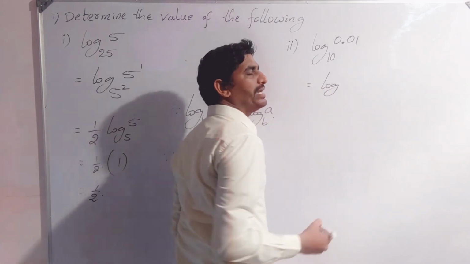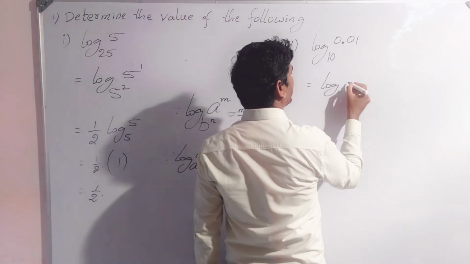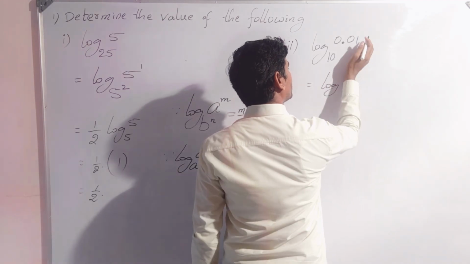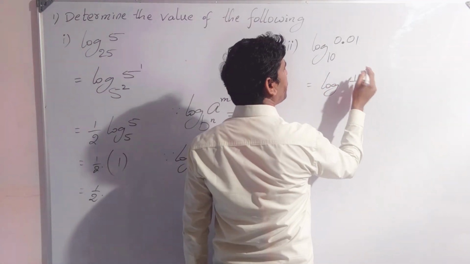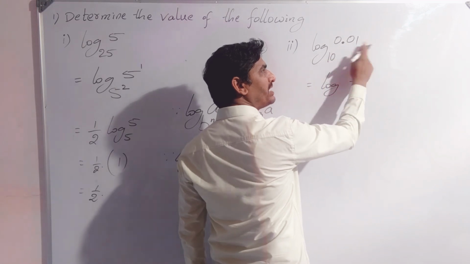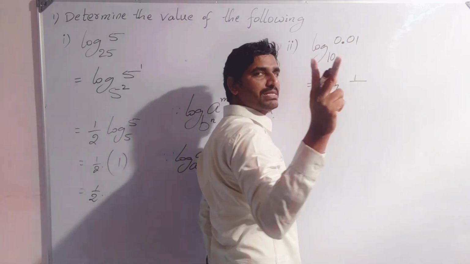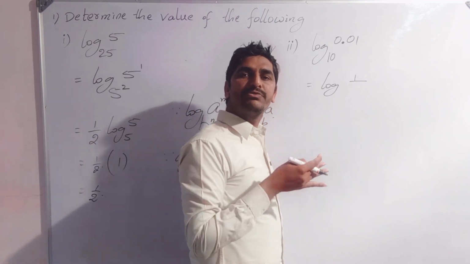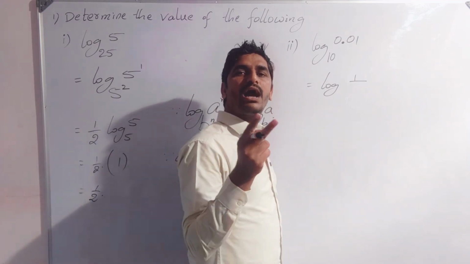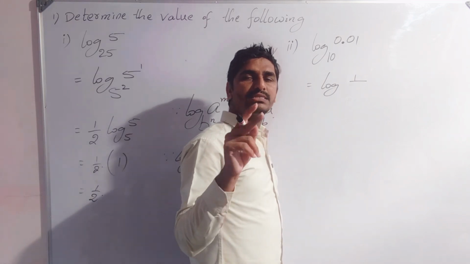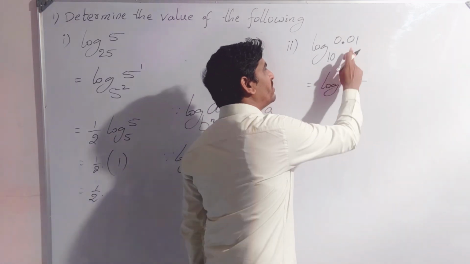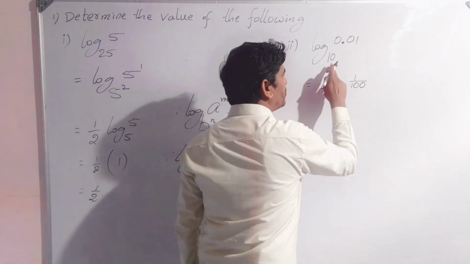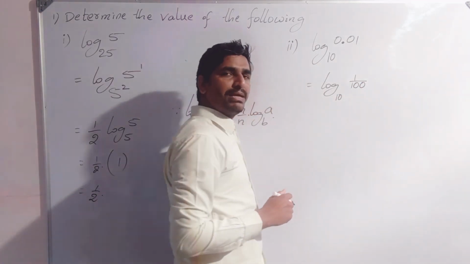Now go for the second one, logarithm of 0.01. Remove that point. 0.01, by removing the point, after the point 2 decimals are there. So by removing the point, we can take 2 times 10 multiples, 2 zeros in the denominator, to the base 10. The base is not changed.